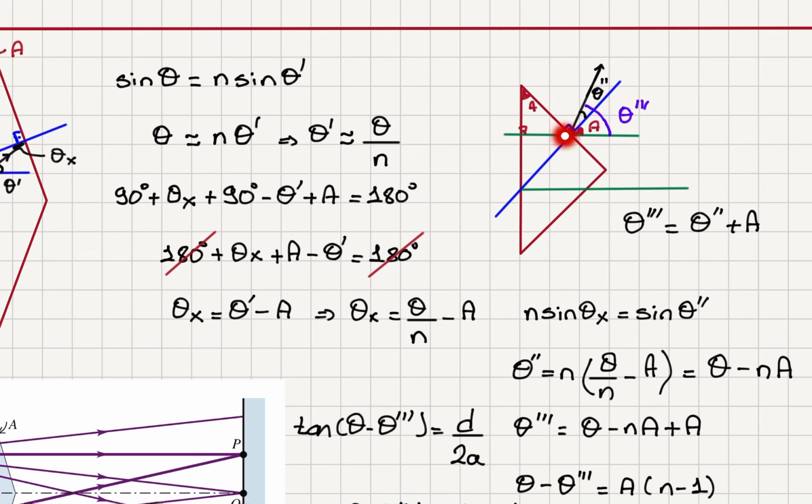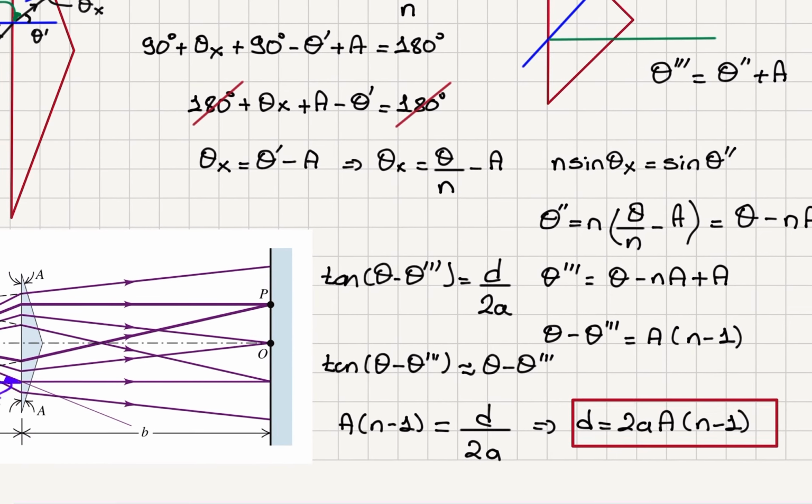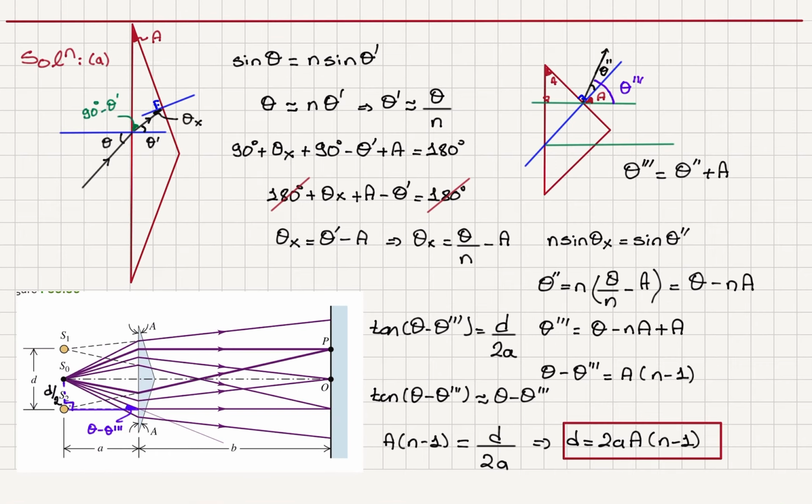And I found that theta double prime is theta minus nA. And here you can see from this construction that theta triple prime is theta double prime plus A. So I add to it A to obtain theta triple prime. And theta minus theta triple prime is A times (n minus 1). Since its tangent is d over 2a, and the tangent of a small angle is equal to the angle itself, capital A (n minus 1) is equal to d over 2a. D is 2a capital A (n minus 1).